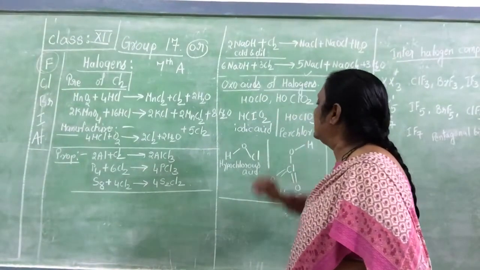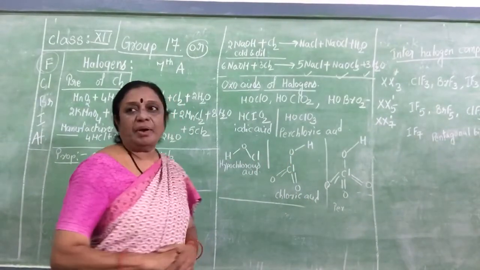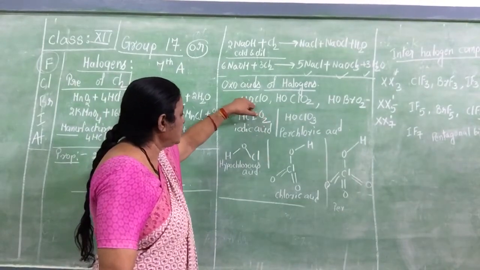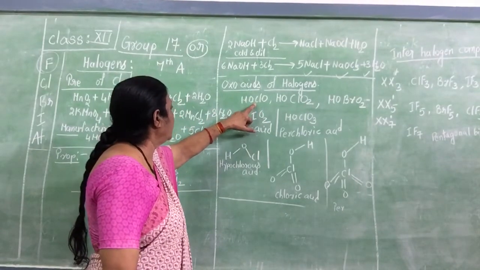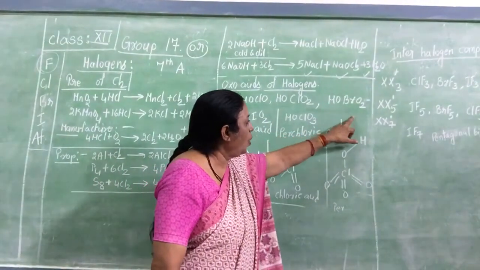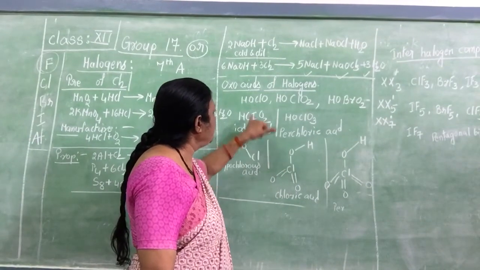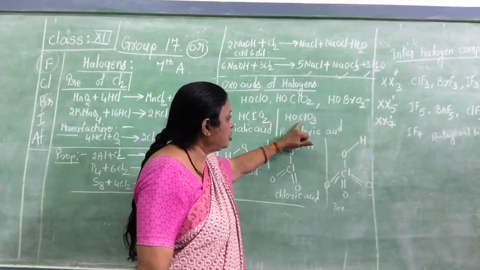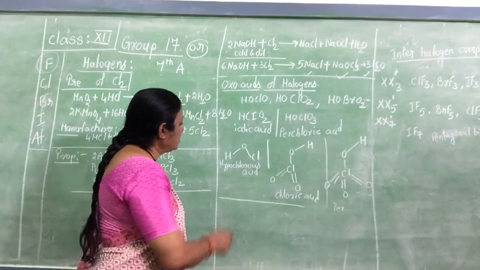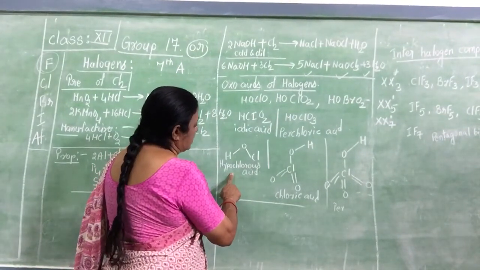Now, oxo acids of halogen. Chlorine reacts with hydrogen and oxygen to form oxo acids. The first member is HOCl, hypochlorous acid, HOClO, HOClO2, HOBrO2, bromic acid, HOIO2, iodic acid, chloric acid, HOClO3, this is perchloric acid. And the structure of hypochlorous acid, HOCl, this is hypochlorous acid.